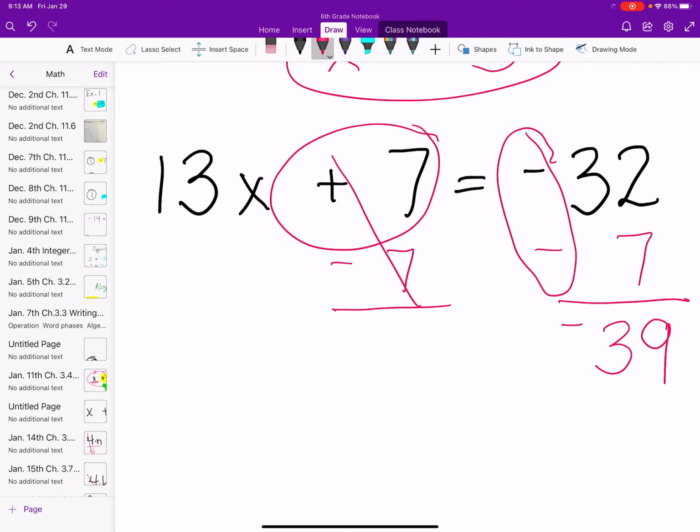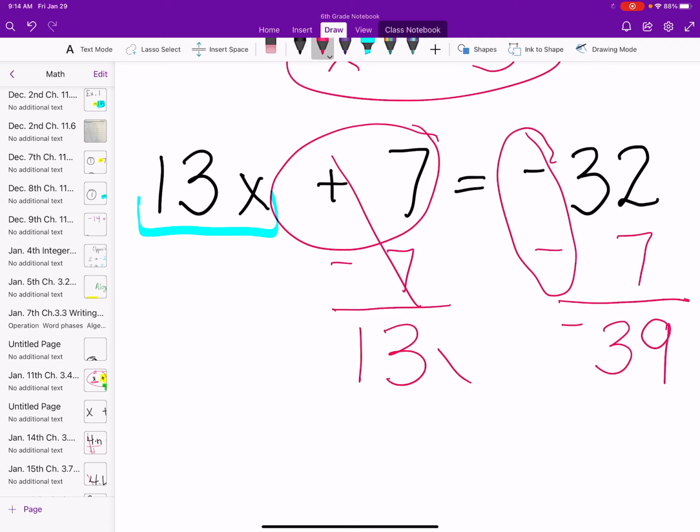And our answer is negative. Remember, we're adding and subtracting. When we're adding and subtracting, we do not cancel two negatives. If they're both negative, we keep the negative. If they're different signs, then you look at which number was bigger and keep the sign of that bigger number. So we have negative 39 on that side, but we still haven't dealt with our 13 times x.